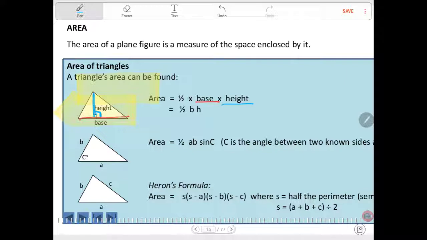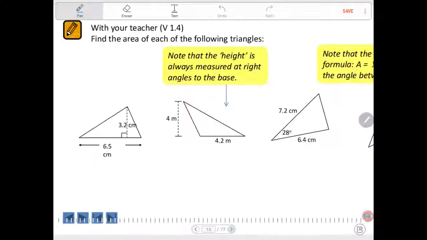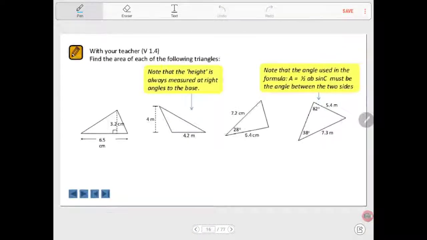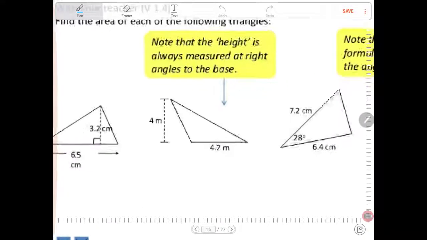And there are a couple of tricky ones you'll come across where it's not immediately obvious which is the height, but most of them you'll be okay. But if you get stuck on any, then get me over and we'll discuss them. Okay, so here we are with this example. We're just going to do the first 2 in this video.